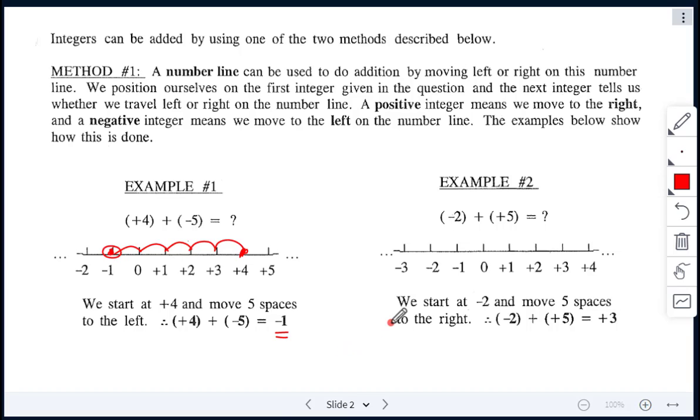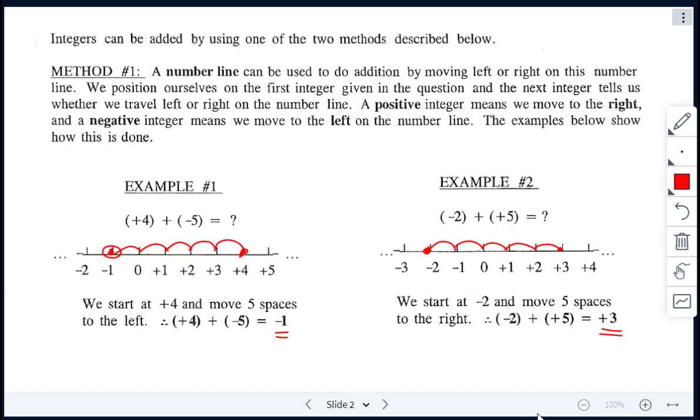All right, next example, we have negative 2 plus positive 5. So using a number line, we're going to start at negative 2. That's where we're starting. And then we're adding positive 5. So that means we're moving 5 places to the right. So 1, 2, 3, 4, and 5. So we end up here, which is positive 3. And the answer for that is positive 3.